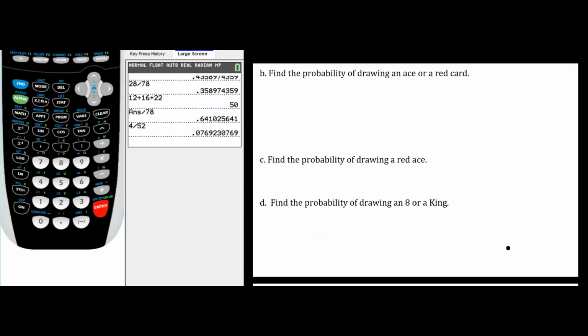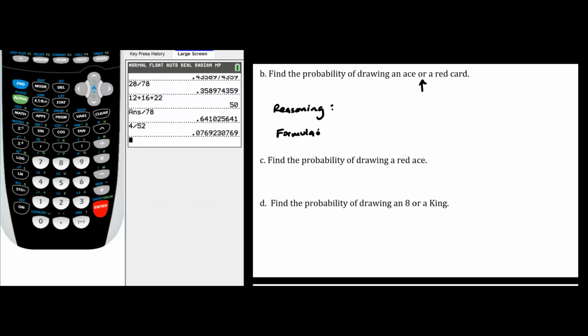Okay, let's continue. Let's go to this second part where it says find the probability of drawing an ace or a red card. Now, as soon as you see that word or in these problems, you're thinking to yourself, we do have a formula for approaching this. But I also want you to know that when you have a table or you have something that's completely listed out like we see here, you can approach this from a reasoning perspective. So let me look at it from a reasoning perspective with you right now, and then we'll also look at it from the formula perspective.